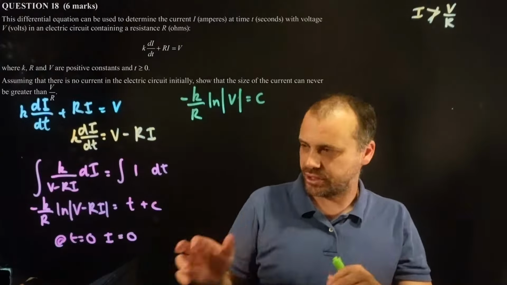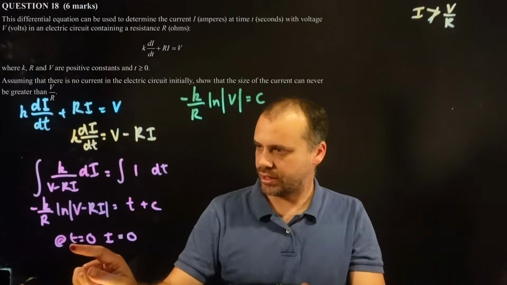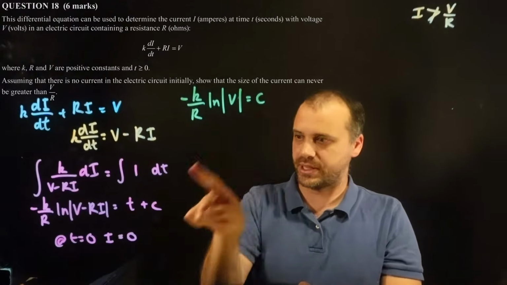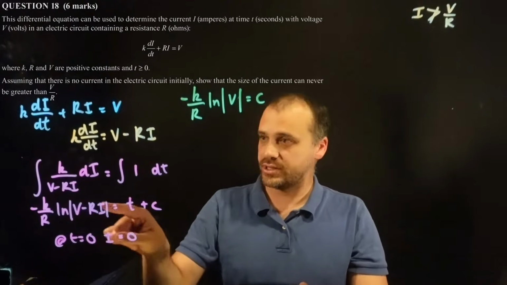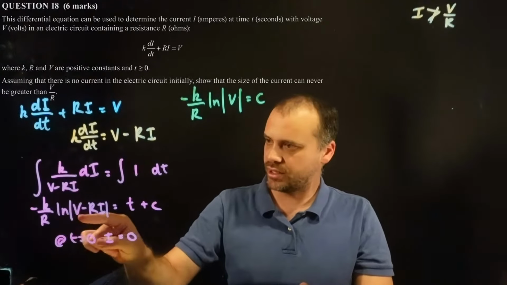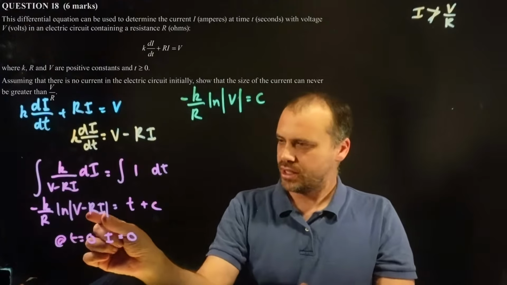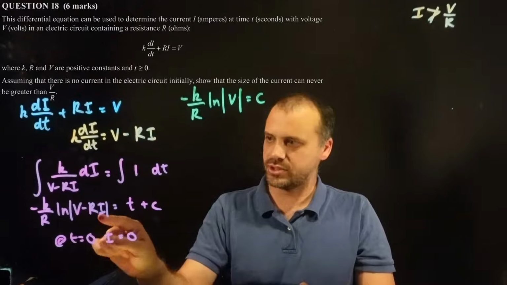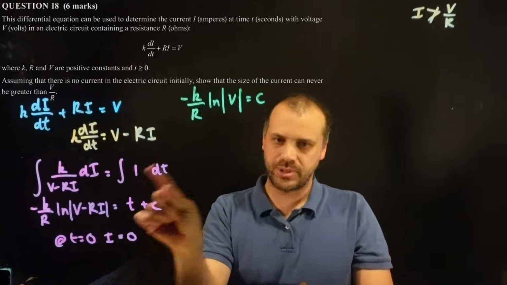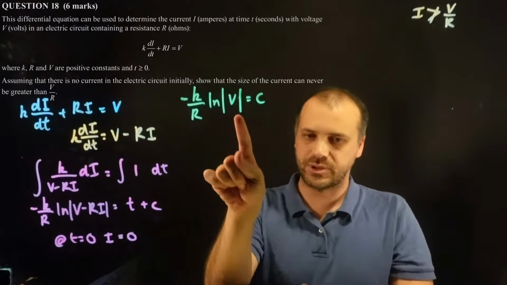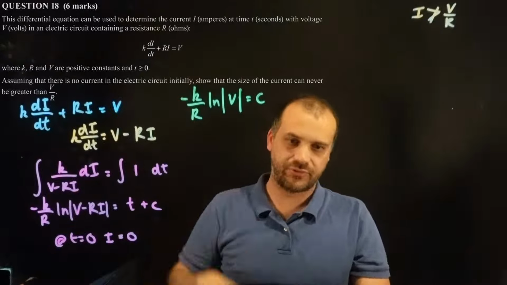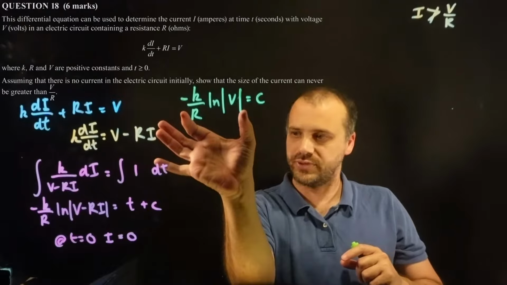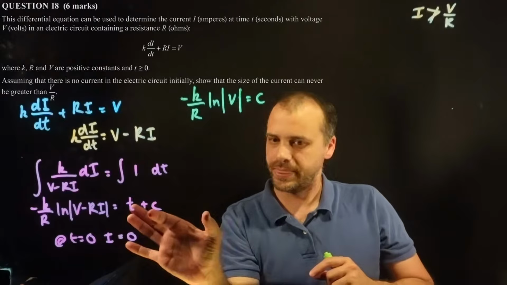Well, that actually comes out really nicely because if we look here, at t equals 0, that's just 0, so my right-hand side just ends up being C. And on the left-hand side, negative K on R ln V minus RI. And that I is 0 at time 0, so that whole negative RI disappears and we're left with just ln absolute value V, negative K on R out front. So that is our C value, which means we can place all of this here and we've kind of solved our differential equation.